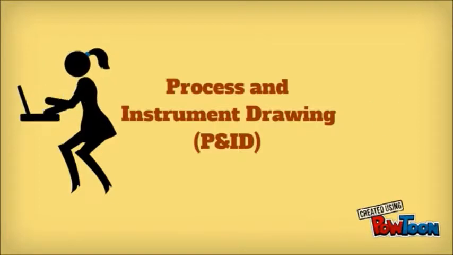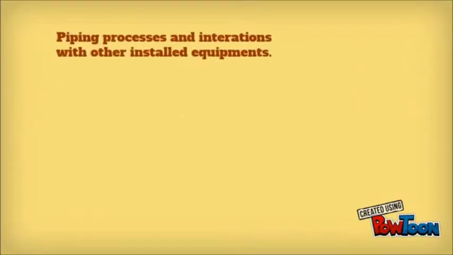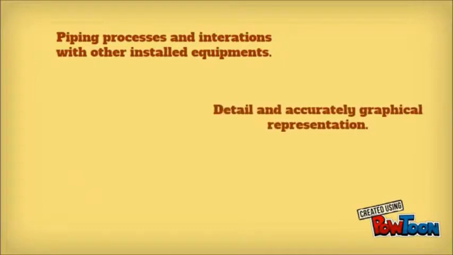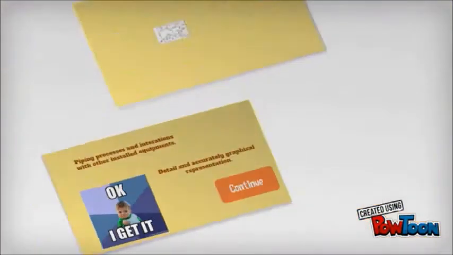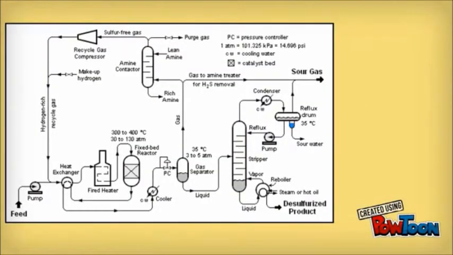P&ID, on the other hand, illustrates the piping processes and interactions with other installed equipment and instrumentation. It is also a detailed and accurate graphical representation of a process-controlled system to design, construct and operate the facility. So far, do you understand what PFD and P&ID are? Let's look at the examples of drawings of PFD and P&ID.